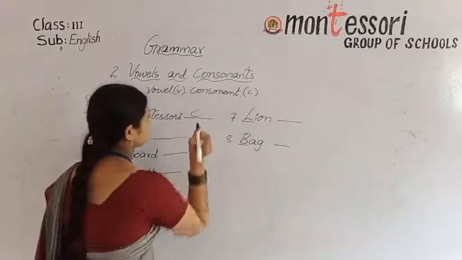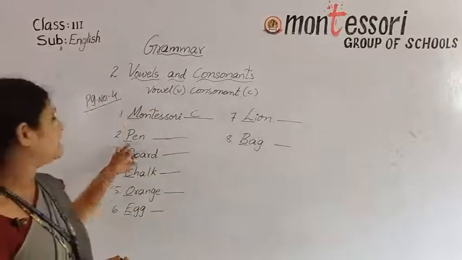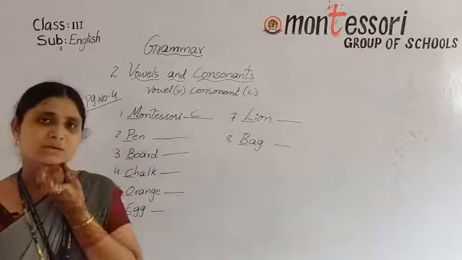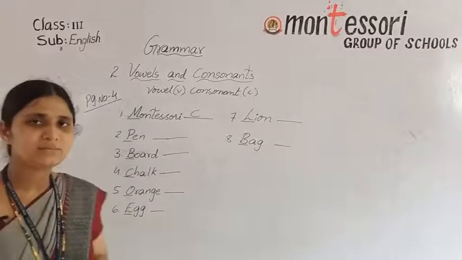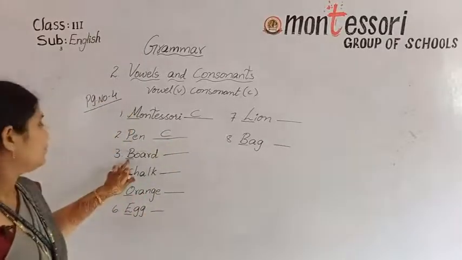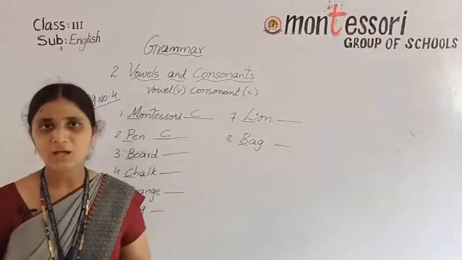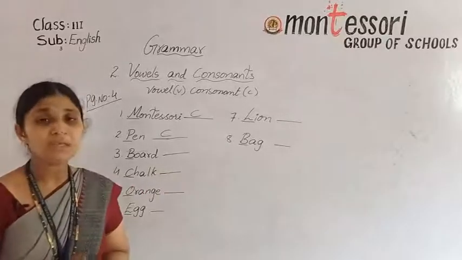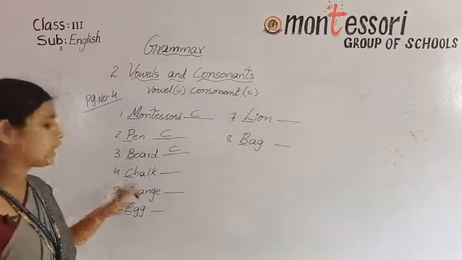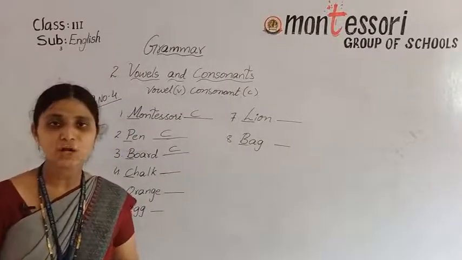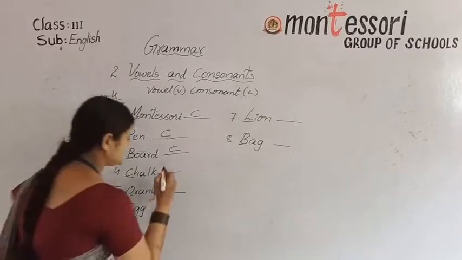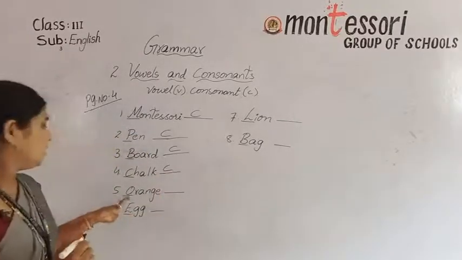Very good. Next, pen. P-E-N, pen. First letter is P. Is it a vowel or consonant? Consonant. Then, board. B-O-A-R-D, board. B. It is a consonant itself. Chalk. C-H-A-L-K, chalk. C. Is it a vowel or consonant? It is a consonant.